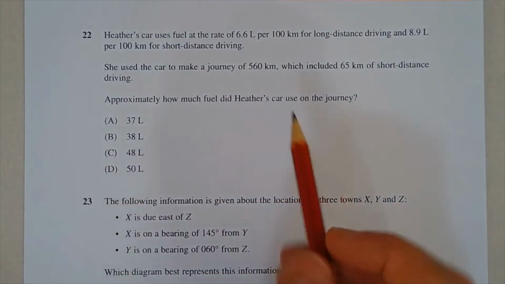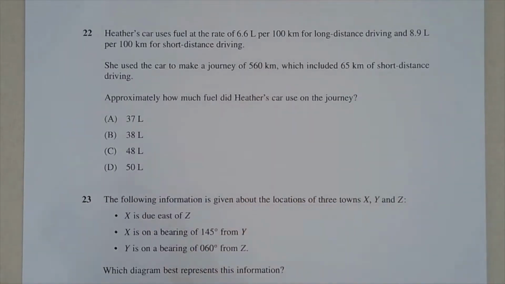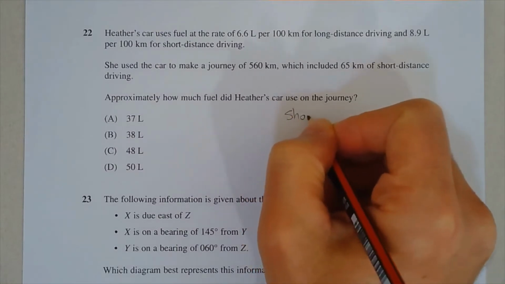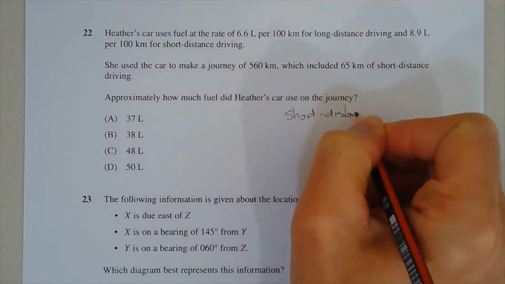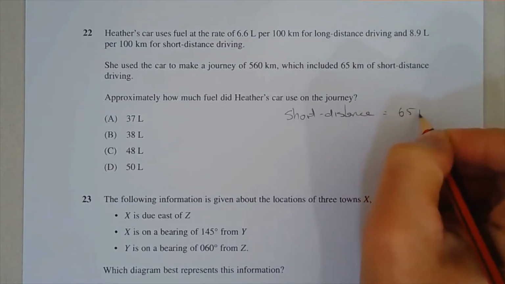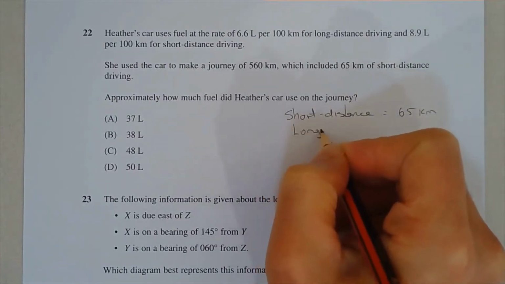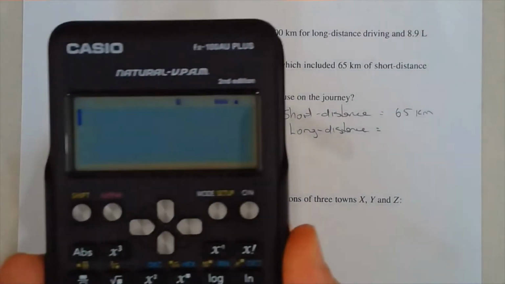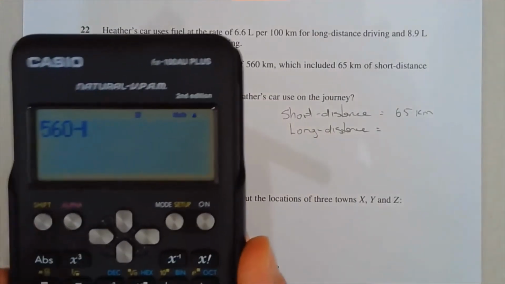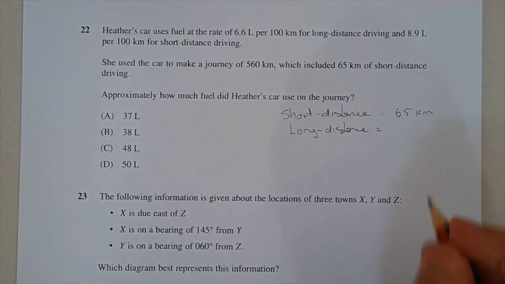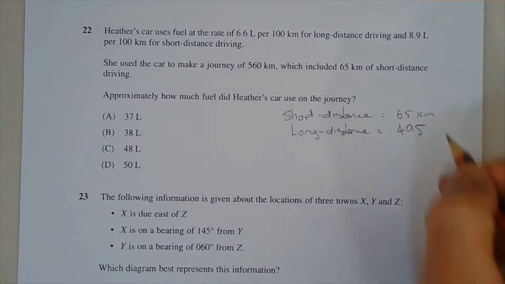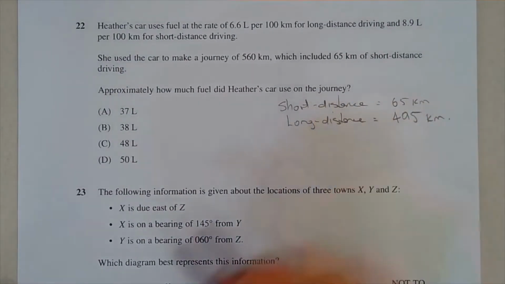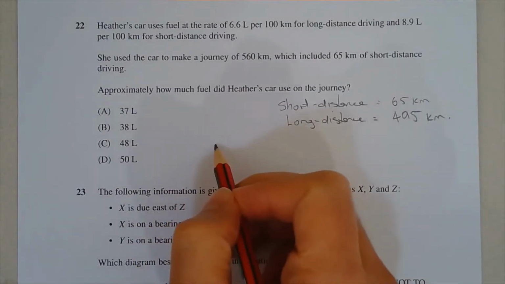So the first thing we're going to do is split up the 560 kilometres into short distance driving and long distance driving. So I'll just say short distance is 65 kilometres. The long distance component is 560 minus 65, which is 495 kilometres. Okay, now to calculate the fuel consumption for both of these components. So the short distance fuel.